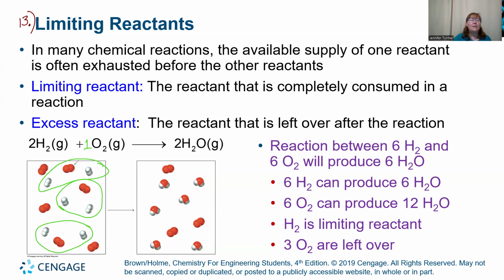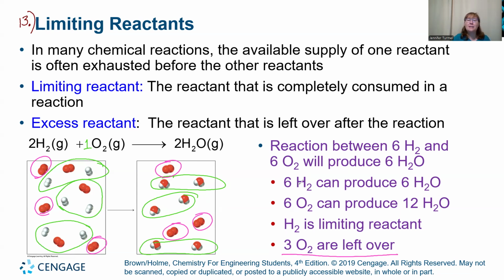When we do that, the top one has 2 waters, the middle one has 2 waters, and this one has 2 waters. And what you can see is that you have 1, 2, 3 oxygens left over here and here, because 6 hydrogens can produce 6 waters, while 6 oxygens can produce 12 waters. That means we can make only 6 waters. This becomes our maximum amount of product.